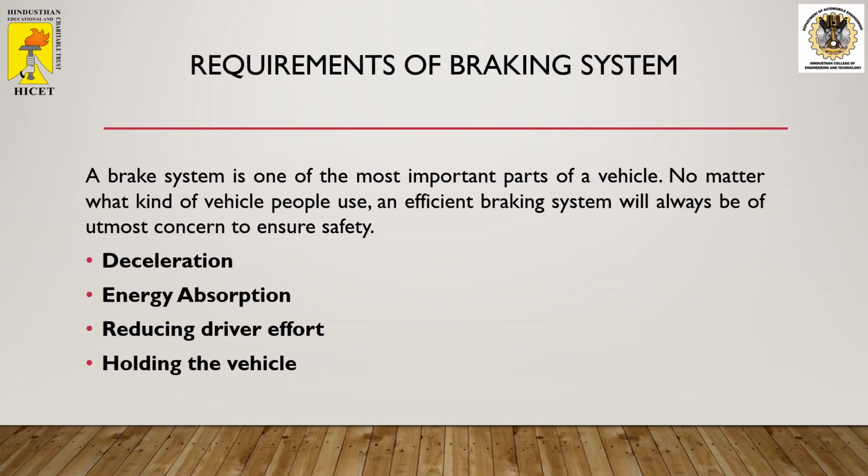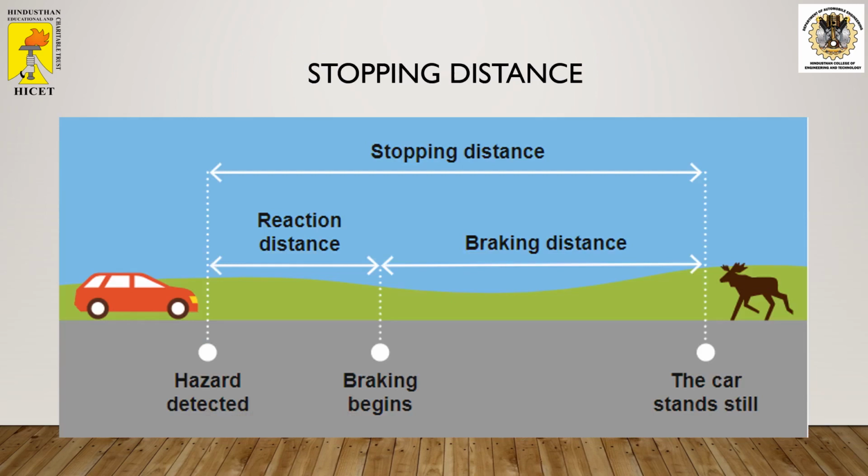And the fourth one is holding the vehicle in its right place. During uphill or downhill conditions, the vehicle has to be held in its place in order to avoid rolling from the surface. So this should be the final thing to be ensured to have a good braking system. Then about the stopping distance. The stopping distance generally consists of two important things: one is reaction distance, whereas the other one is braking distance.